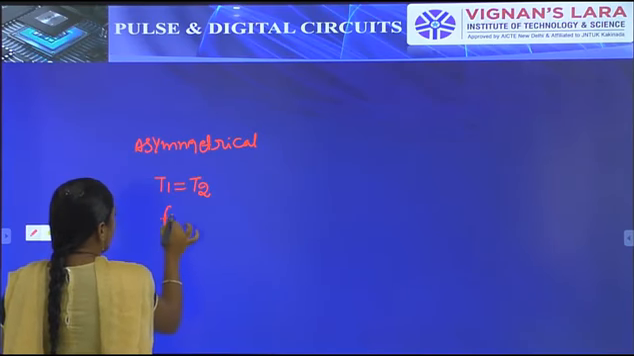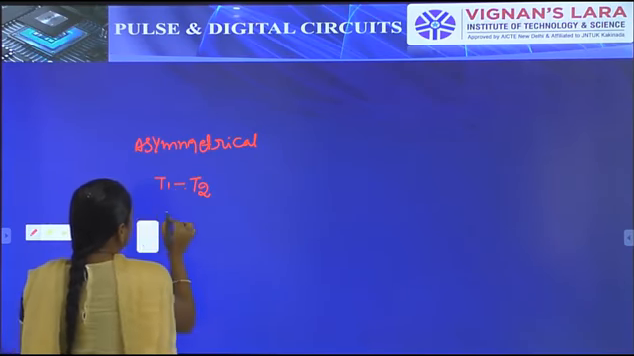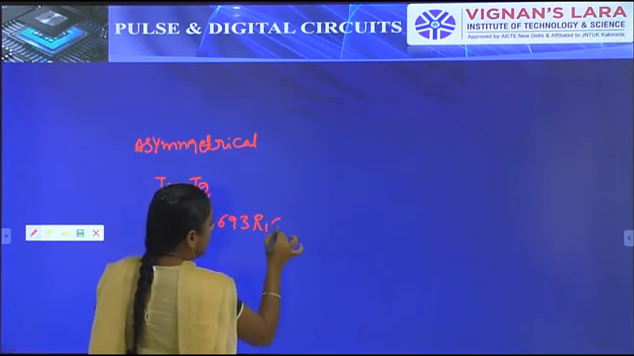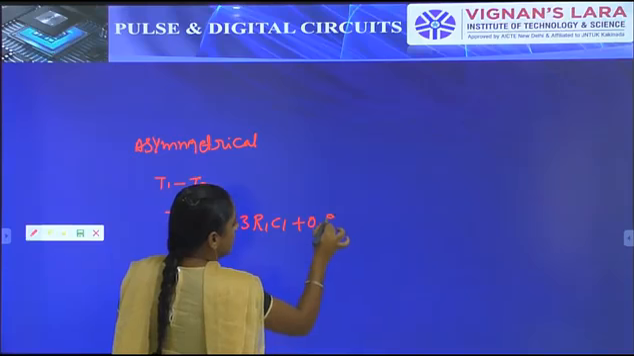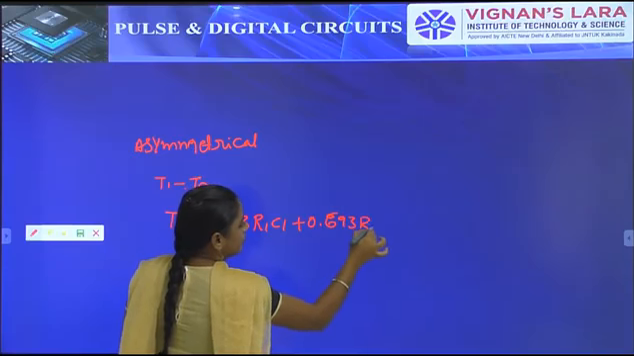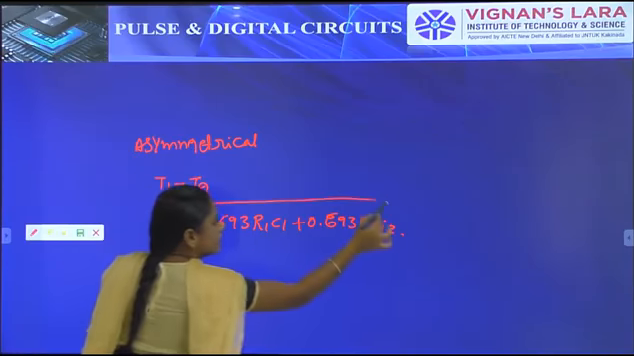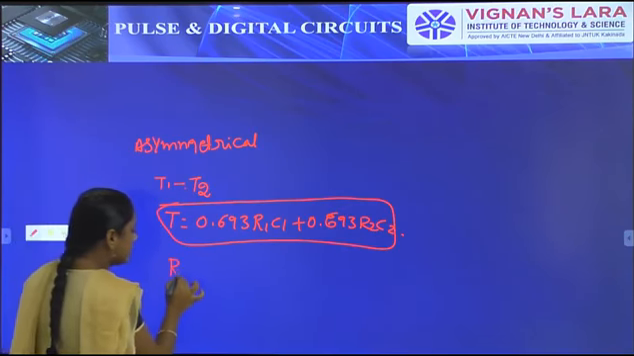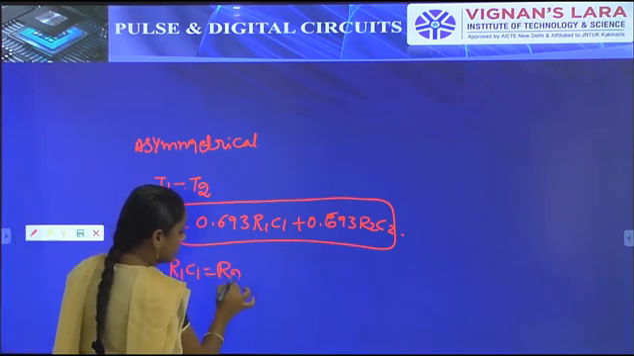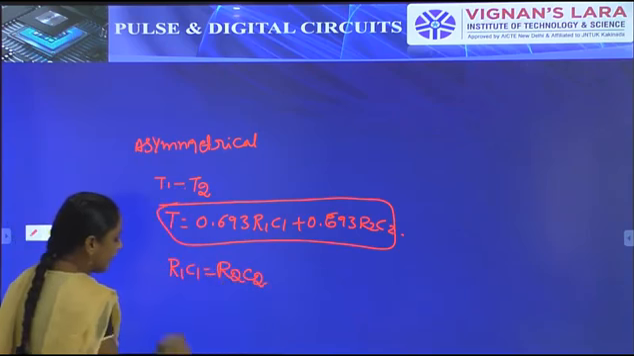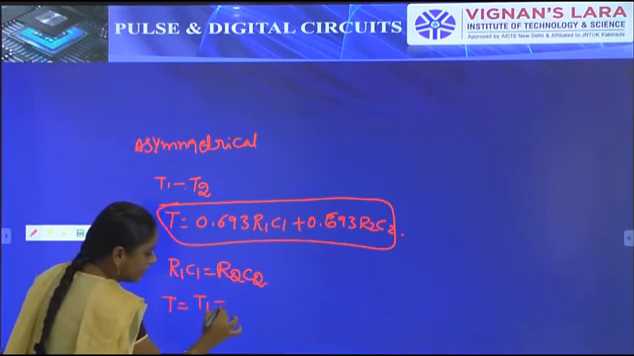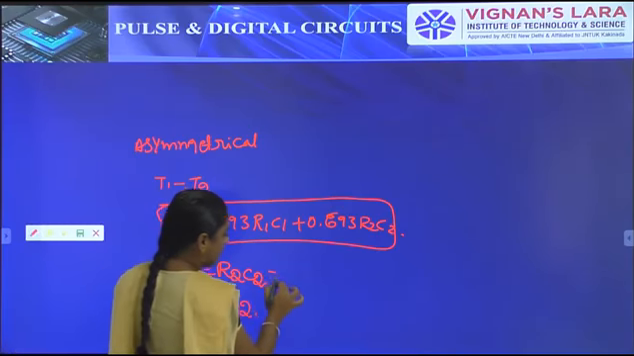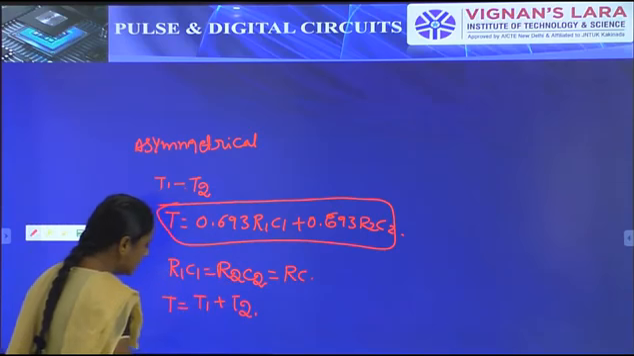The frequency of oscillations and total time period T is equal to 0.693 R1 C1 plus 0.693 R2 C2. But at T is equal to T1, or simply we have to say that R1 C1 is equal to R2 C2, in this particular case the total time T is equal to T1 plus T2. So in place of R1 C1, we have to replace this with RC. So let us rewrite this.